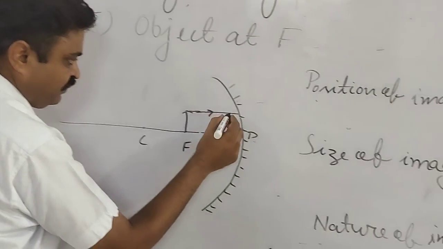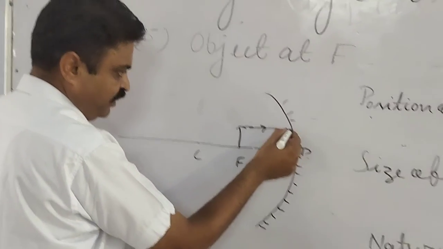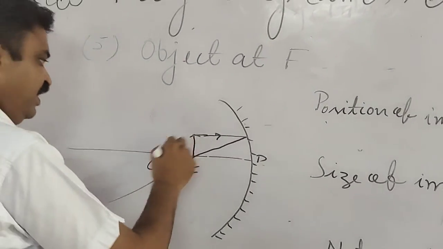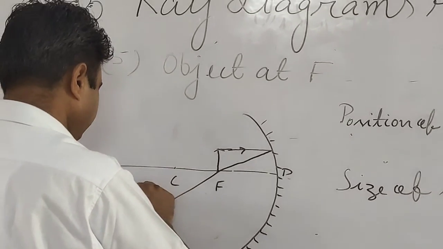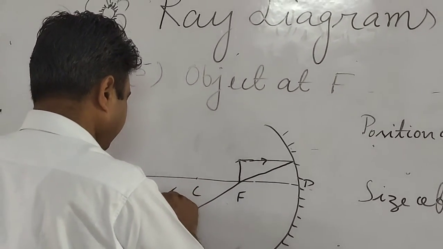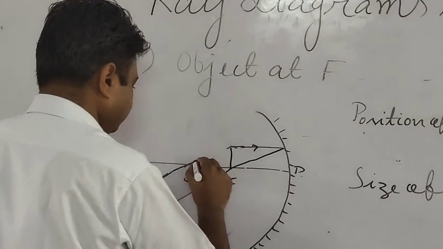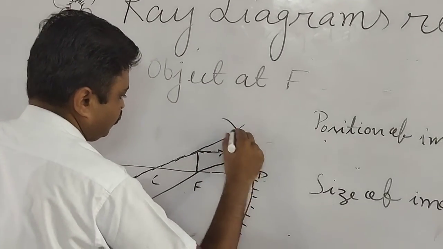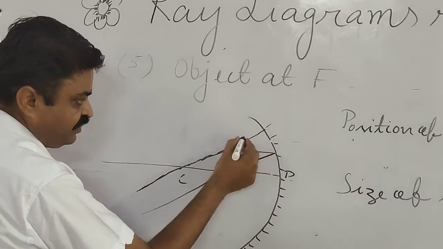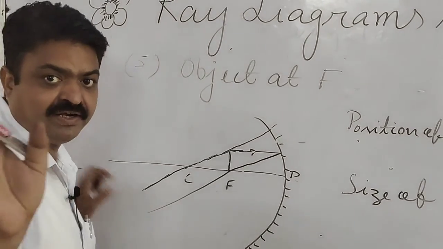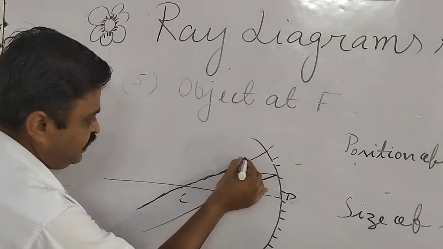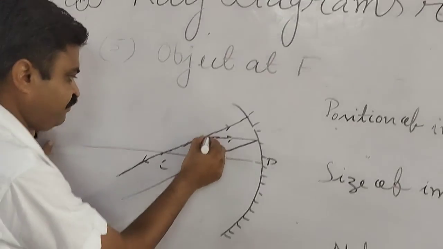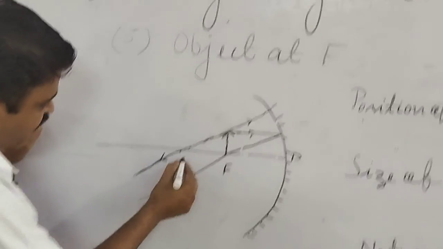Now in this, again we start the incident ray from the head of the object. It is the incident ray, and that incident ray will pass from the focus. From here it will pass, and the reflected ray will pass from the center of curvature. This ray works as both incident and reflected. Now the image will be formed. Where will the image be formed?